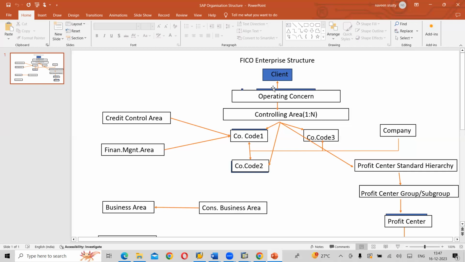Based on the client, we can store the data, and we can retrieve the data. Okay.